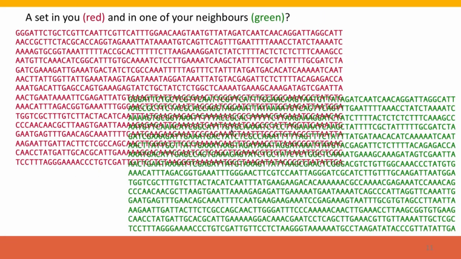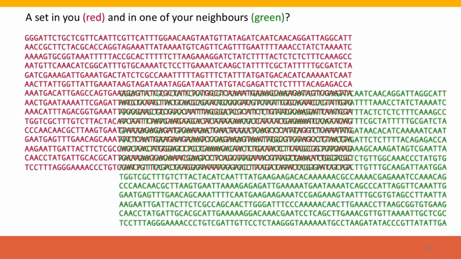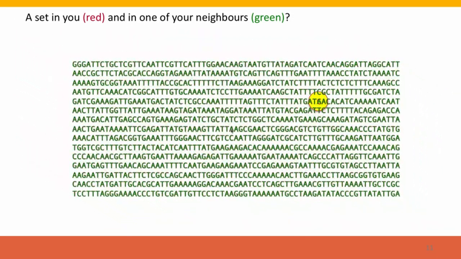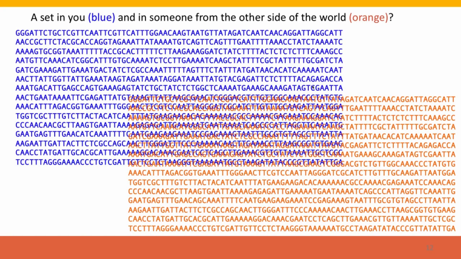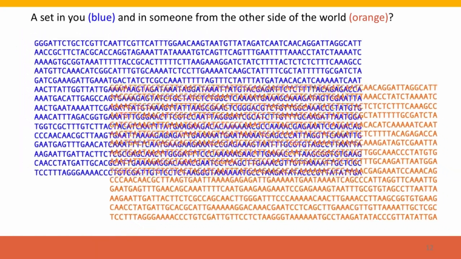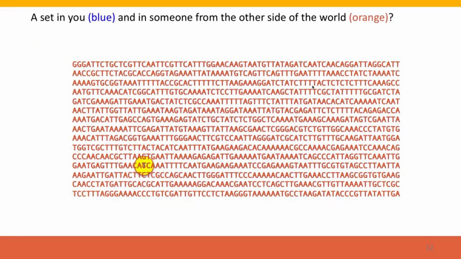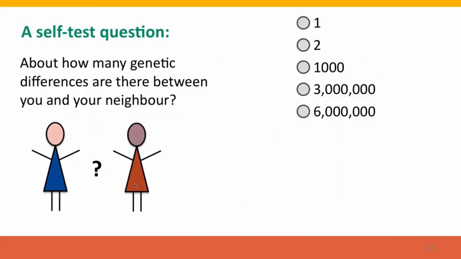Now, what if we were to compare a set of DNA from you and from one of your neighbors? Again, we pick 1,000 bases and compare you and your neighbor. And what we'll find is, well, on average, there's 1 DNA sequence difference. Even if we were to compare 2 sets from people from other sides of the world, again, we'll see on average there's just 1 difference. So it doesn't make any difference really how far away we come from. We're all very similar.